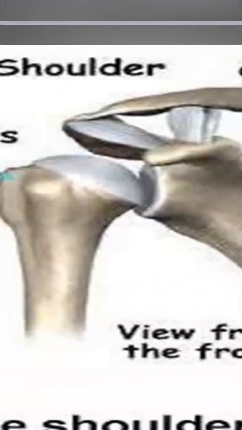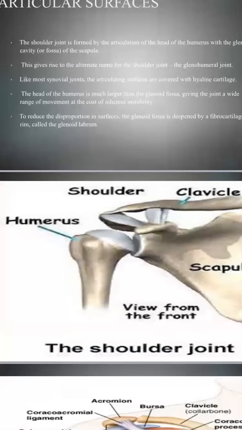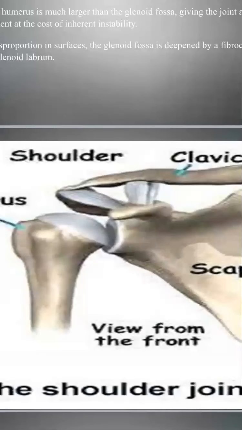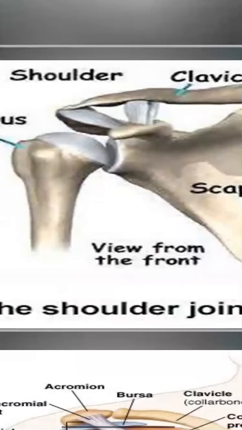But in order to stabilize the joint, there is a fibrocartilaginous rim called the glenoid labrum. The glenoid labrum is situated around the glenoid cavity. It will make the glenoid cavity and the articular surface more shallow.